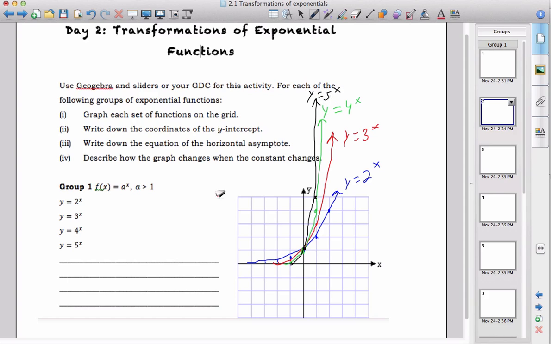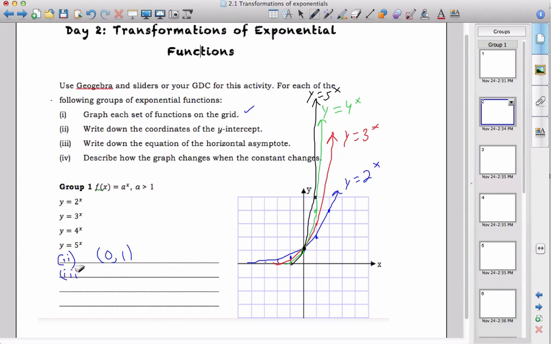Okay, so let's take a look at these instructions as well. Graph each set of functions. Check. Write down the coordinates of the y-intercept. In each case, the y-intercept is 0, 1.